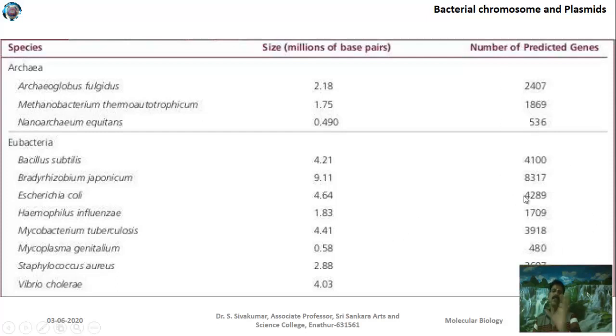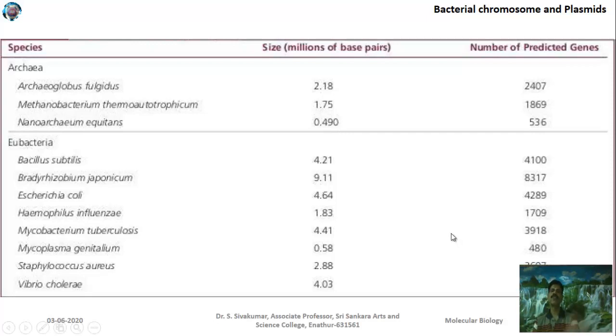Similarly, the number of genes in the genome also varies from one microbe to another. In Escherichia coli, you can see about 4,289 genes are present. In Nanoarchaeum equitans, the number of genes is 536. In Mycoplasma genitalium, we have about 480 genes. The number is more than 4,000 in Escherichia coli and less than 500 in some species. Like its size, the number of genes also varies from one bacteria to another. That is what we are seeing from this table.